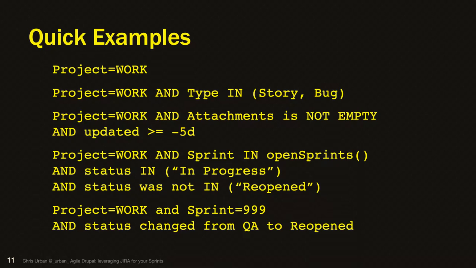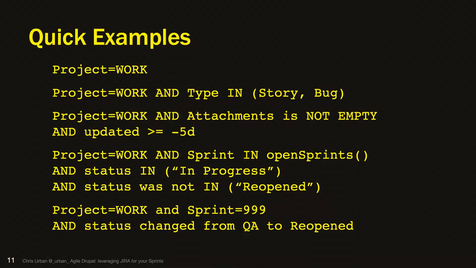Or show me everything in my project that has an attachment. Somebody uploaded a screenshot and it's been updated in the last week, right? So somebody has something, they filed a bug maybe, but maybe they didn't make it a bug, but they put a screenshot in, you can find them all.